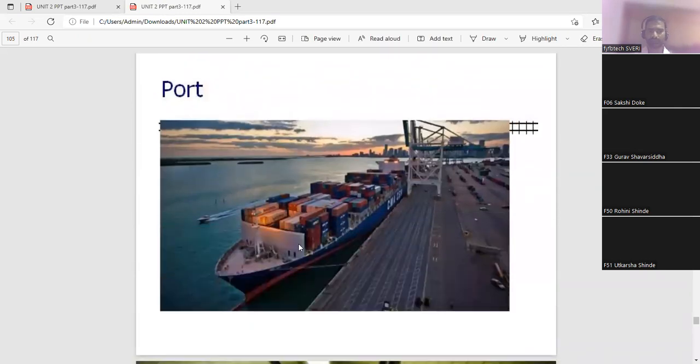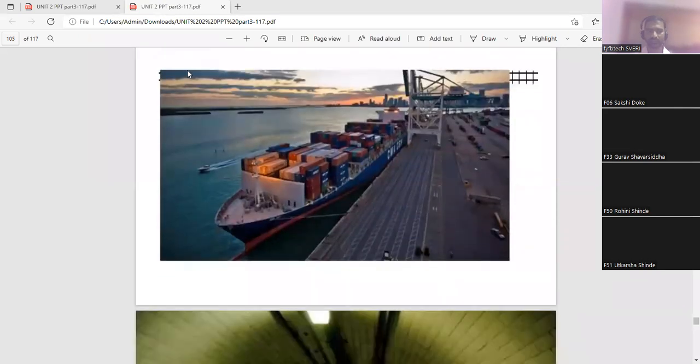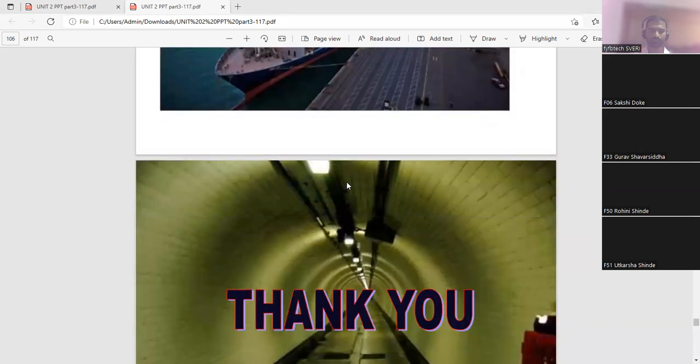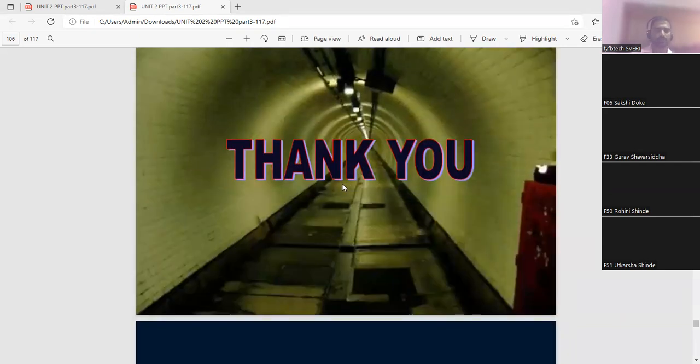This is one type of port. There is a whole harbor, a harbor bay, where the ship comes to the particular place and loading and unloading take place. That is called a port. So this is all about the docks, harbor and port, and construction of all the harbors. Is it clear, everyone?